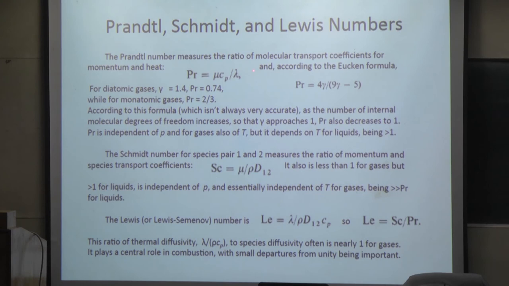The Prandtl number relating the viscosity and thermal conductivity coefficients. If you use the Eucken formula, you have an explicit expression for Prandtl number, which is two-thirds then for monatomic gases, but for diatomics it's 0.74. For air we use 0.74 for Prandtl numbers.